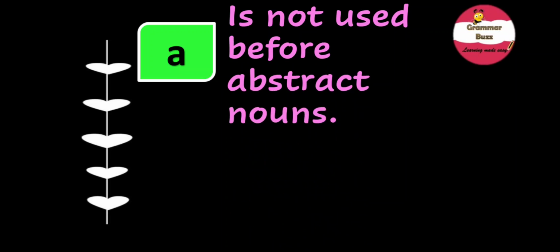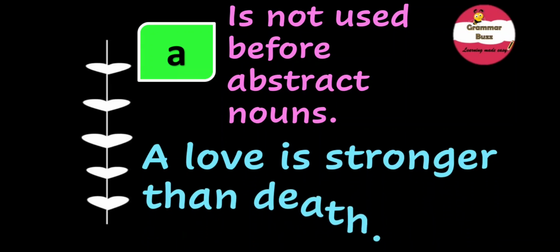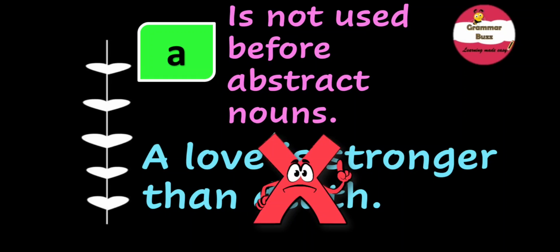Let's see another exception, that is, a is not used before abstract nouns. And the example says, a love is stronger than death. A love is stronger than death? That sounds so funny because love is an abstract noun. It's a feeling and emotion. We never use the article a before an abstract noun. So, a love is stronger than death is definitely a wrong sentence. The correct sentence would be, love is stronger than death.